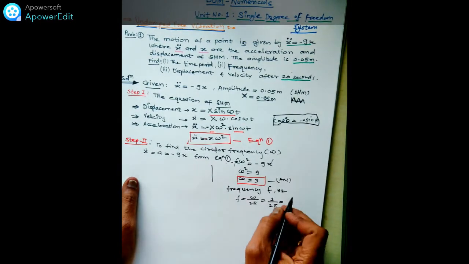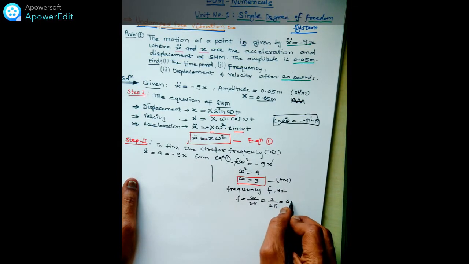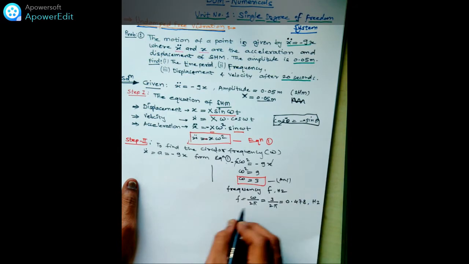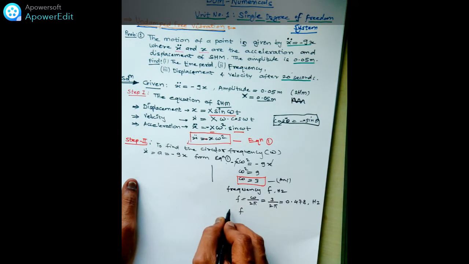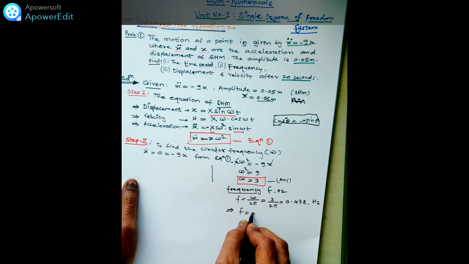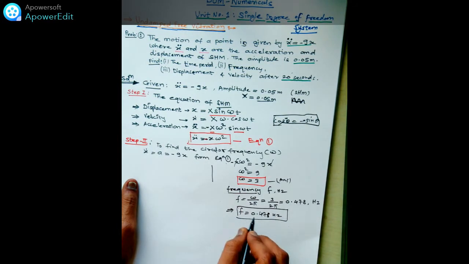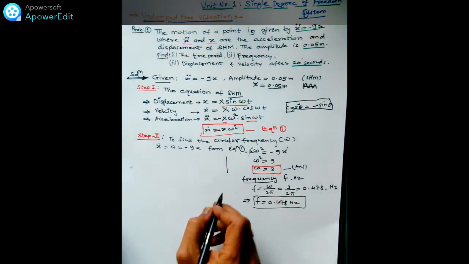Then what is the value? Just solving that equation, we get 0.478, this value in hertz. So finally, the frequency we obtain here is 0.478 hertz. So this is your final frequency.